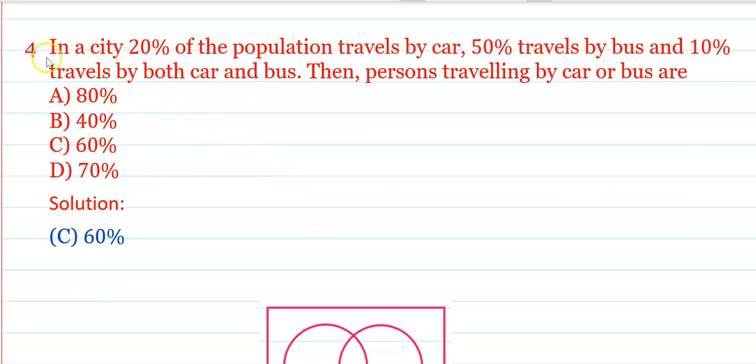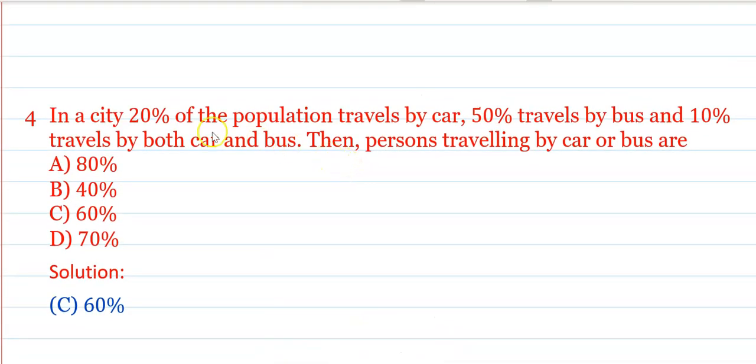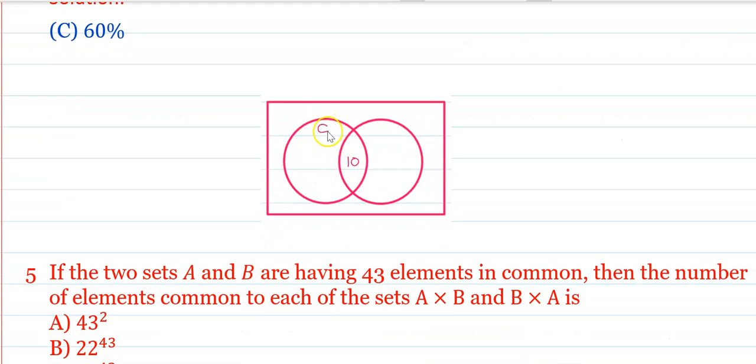Okay. Next question. In a city, 20% of population travel by car, 50% travel by bus, and 10% travel by both car and bus. Then the persons traveling by car or bus are? Now see this here. The 10% travel by both car and bus. This is the 10%. Next 20% by car. If we take car and bus here, 20% means how much percent remains here? That is 10% remaining.